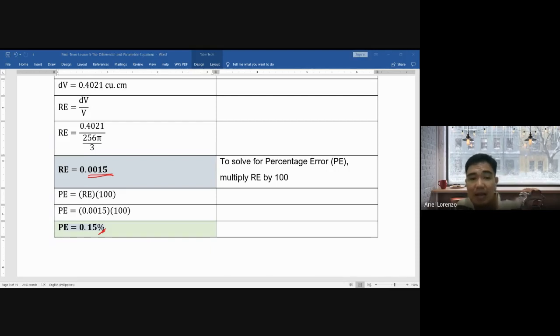Pag ang gagawin nyo class is formula based, gawin nyo muna is i-solve nyo muna yung formula, derivative of V all over V. Pwede lang din yon. Para hindi mo muna i-solve si V, hindi mo muna i-solve si R.